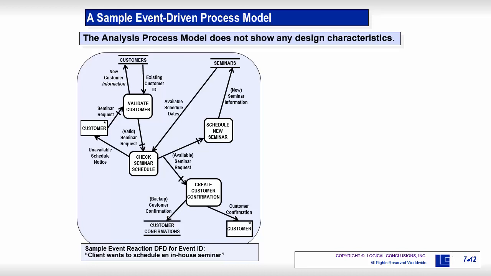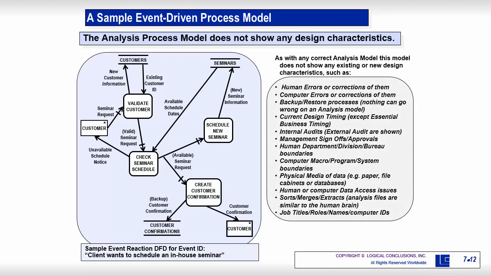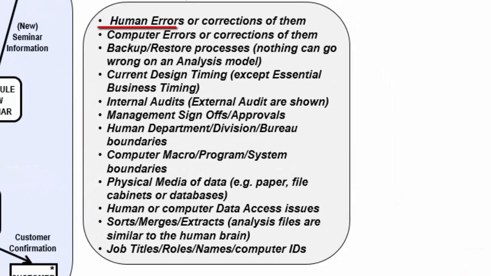As analysts, we don't want to restrict or influence the designer of any new system with design characteristics in our analysis requirement specification. So when technology changes occur, and they will, the analysis model is still valid for the organization. As with any correct analysis model, this model does not show any design characteristics such as human errors or corrections of them, computer errors or corrections of them, backup restore processes. Nothing can go wrong on an analysis model.